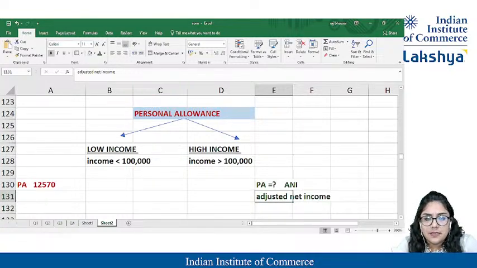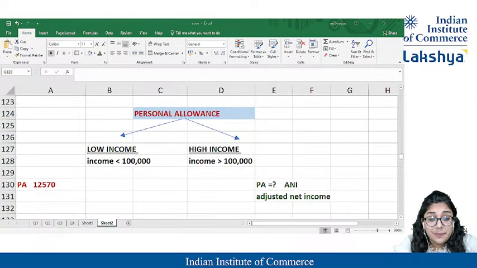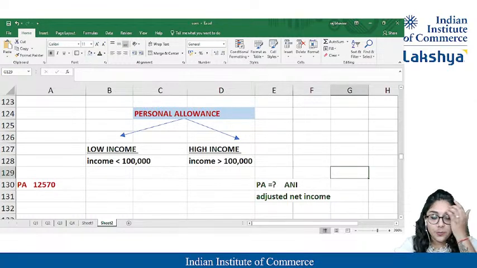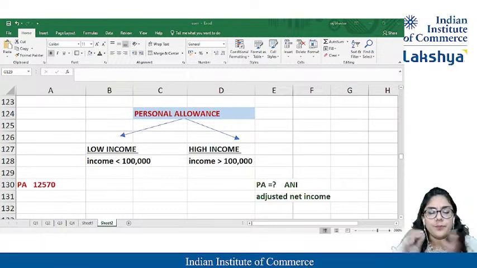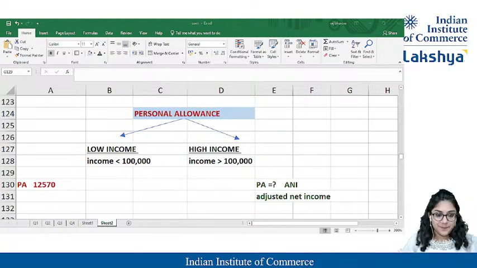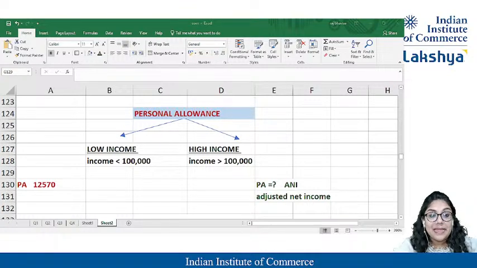How will I get the adjusted net income? Students, adjusted net income means you are supposed to find out your total income. In the total income, have you made any contribution? Have you given any donation? If you have given anything such, please reduce that amount from your total income. Over here I have to understand whether I am giving any amount of contribution.